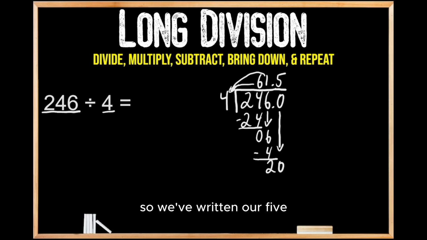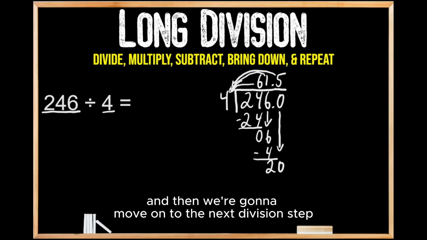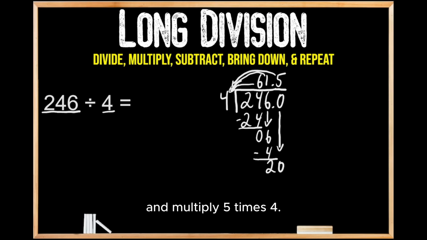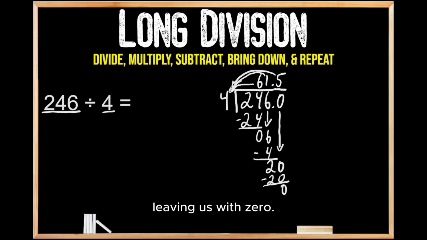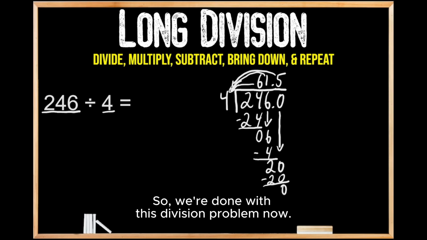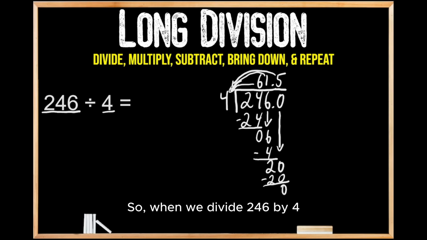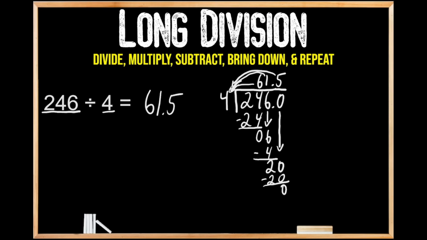So we've written our 5, and then we're going to move on to the next division step and multiply 5 times 4, which we know gives us 20. So then we're going to subtract 20 from 20, leaving us with 0. So we're done with this division problem now. So when we divide 246 by 4, we get the quotient of 61 and 5/10.